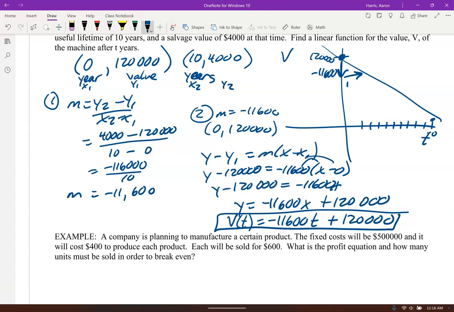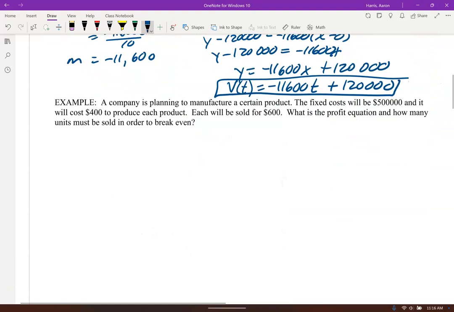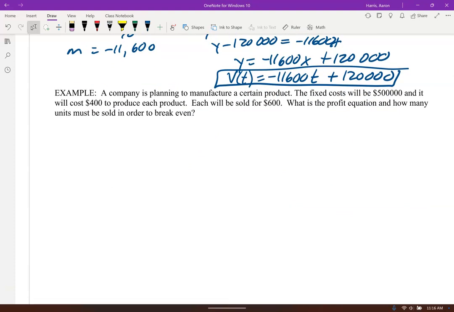Let's do a profit one, the second one. A company is planning to manufacture a certain product. The fixed cost will be $500,000 and it costs $400 to produce each product. Each will be sold for $600. What's the profit equation? And how many units will be sold in order to break even? Well, number one, profit is how much you bring in revenue minus your costs to build the product. All your costs, right? That's your profit.